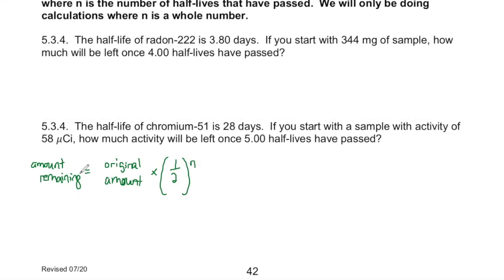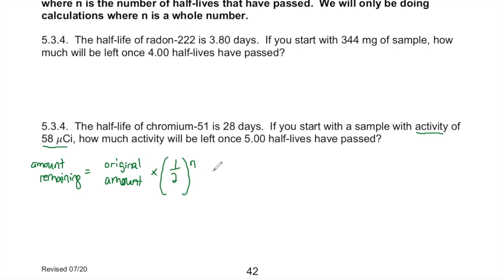All right, let's try this again with the next problem. So we want to know the amount remaining. This time the amount is not given in milligrams or mass, it's given with an activity amount. We'll be talking about the units of activity in the next video. But microcuries is a unit of activity. So we have 58 microcuries worth of radioactive sample. How much of this radioactive sample will be left after 5 half-lives have passed?